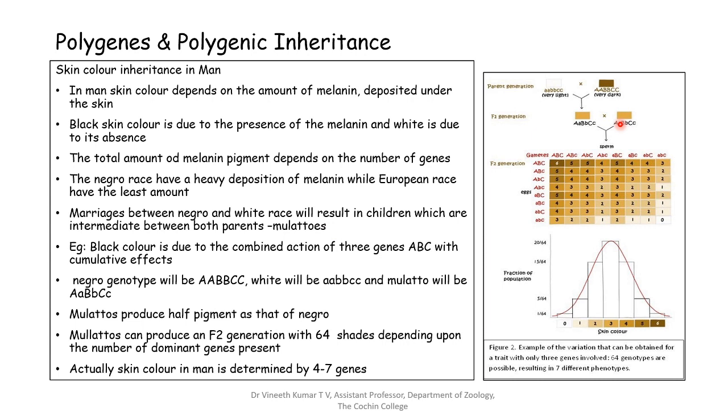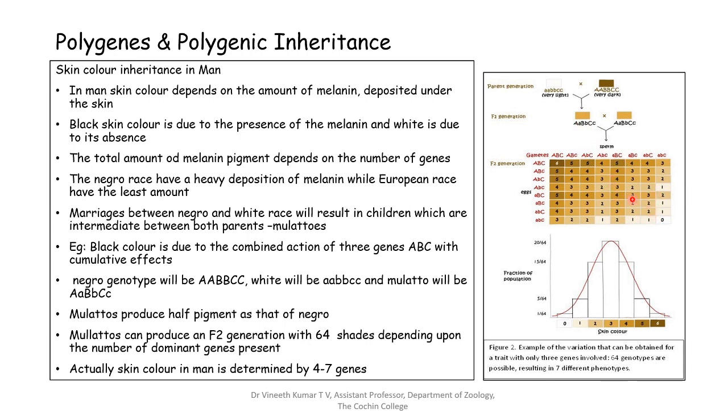Okay, and if you cross two mulattos, you have an F2 generation. In the F2 generation, because we have three genes, you will have such a number of combinations of sperms and eggs that can be produced. As a result, you will have 64 different shades of skin color, and you can see the shades depend upon the number of dominant genes present. If you take from here, there is zero, which is white. If you have one dominant gene, it will produce some amount of melanin. If it is two, it is producing more. If it is three, it is the same as our mulatto.